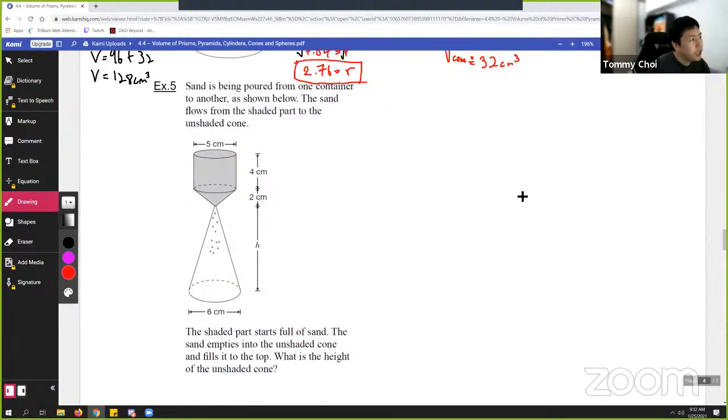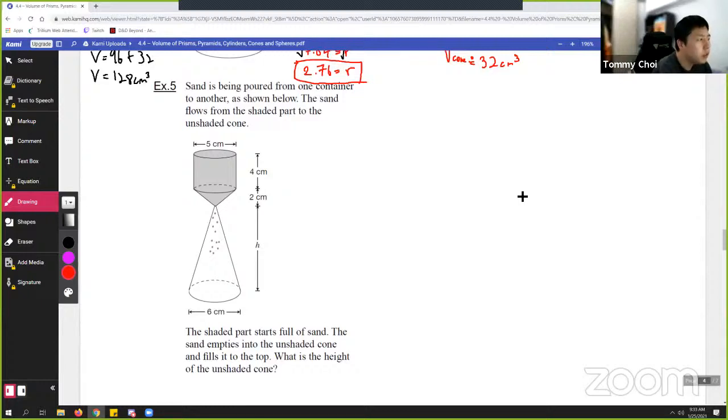Example 5 here, it says sand is being poured from one container to another, shown below. The sand flows from the shaded part to the unshaded cone. The shaded part starts full of sand, and the sand empties into the unshaded cone and fills it to the top. What is the height of the unshaded cone?